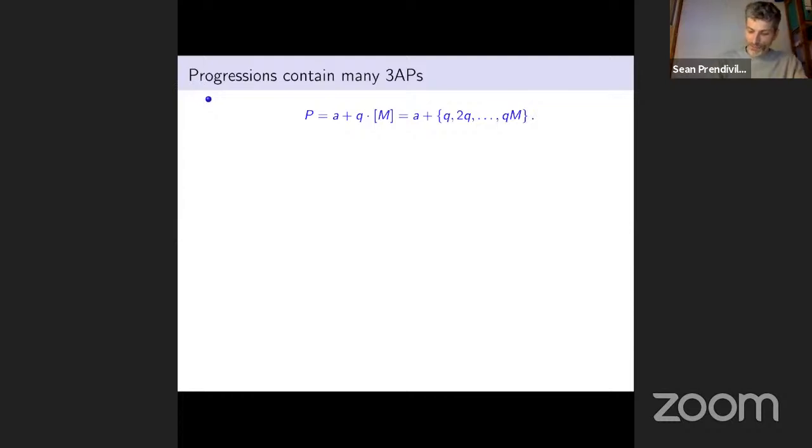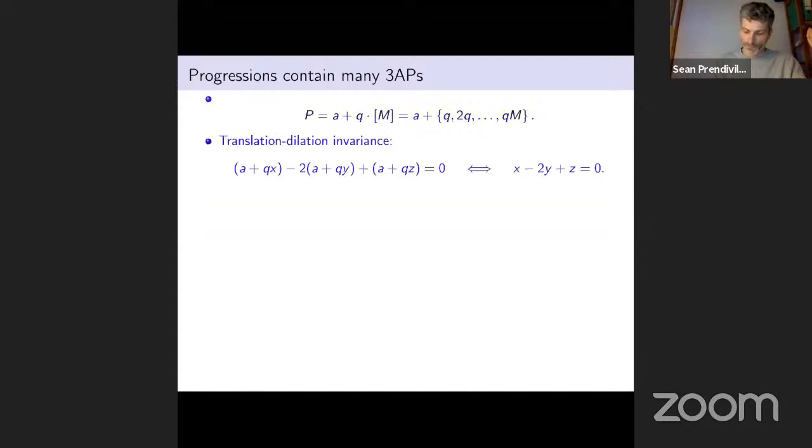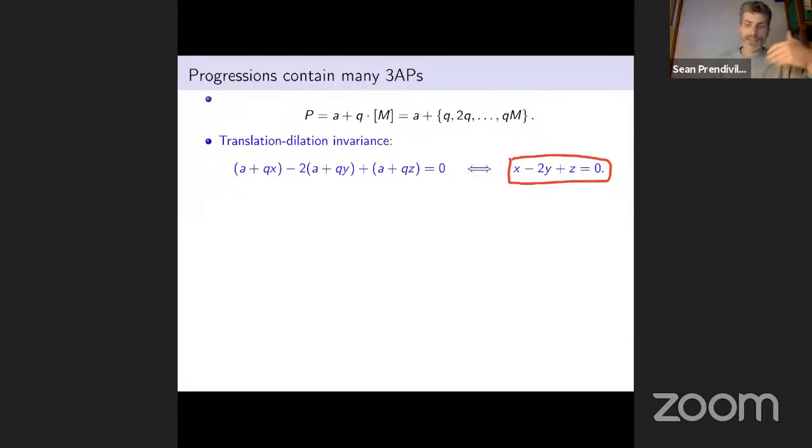Okay, what does a progression look like? It's a translate. You take an interval, 1 up to m, you dilate it by q, and then you translate by a. And because the coefficients in our equation, x minus 2y plus z equal to 0, sum to 0, and the equation is homogeneous, you can dilate and translate the variables in that equation, provided you're dilating each variable and translating each variable by the same amount. You can translate and dilate, and you don't affect whether this equation is soluble or not.